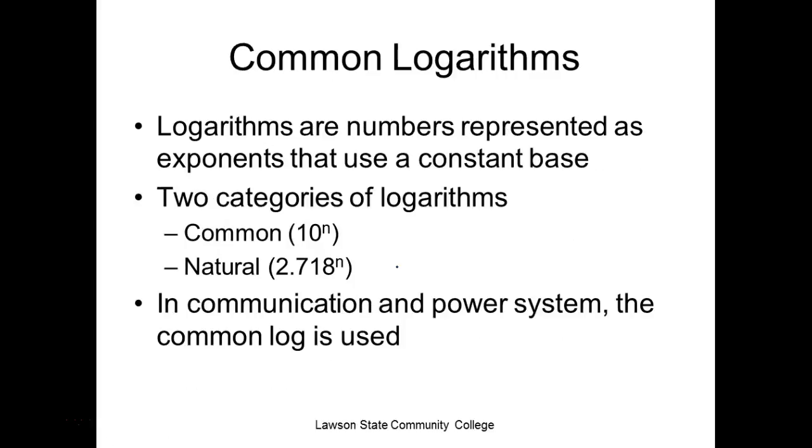But sooner or later, I'm going to have to take it and raise it to some power. Logarithms are numbers represented by exponents that use a constant base. So we have 2 types of logarithms. We have what we call common logs and we have natural logs. Natural logs are things that vary in curves, or what we call exponential curves. So we don't need this guy. Everything we're going to do is going to be a common log. So dB is in common logs, right? You understand? And dB is always the exponent that we're going to raise 10 to. In communication and power, common logs are used. Everybody understand that? Are we okay?